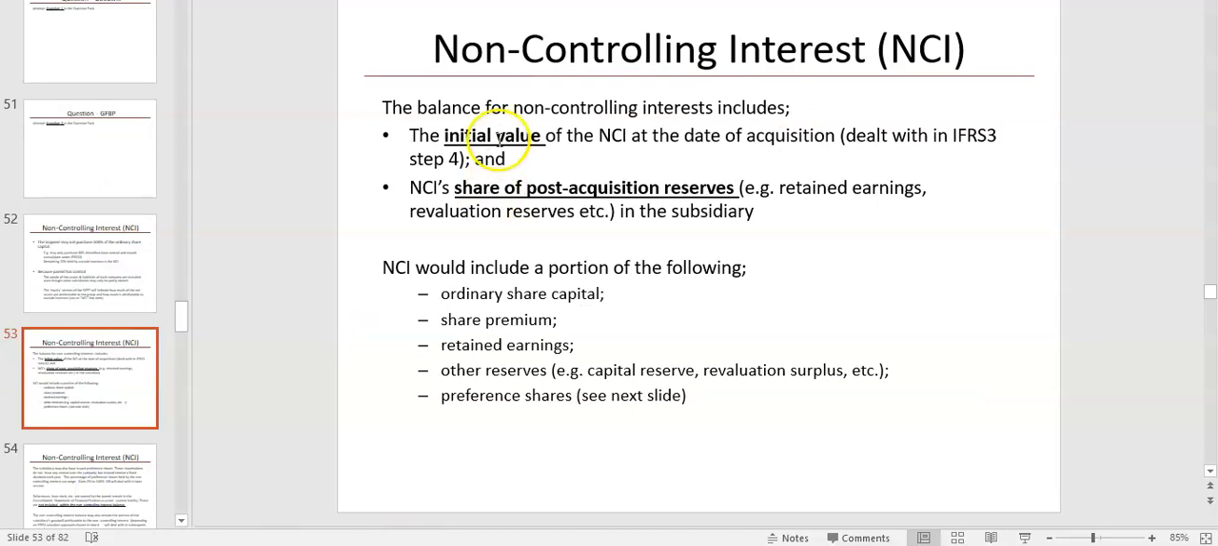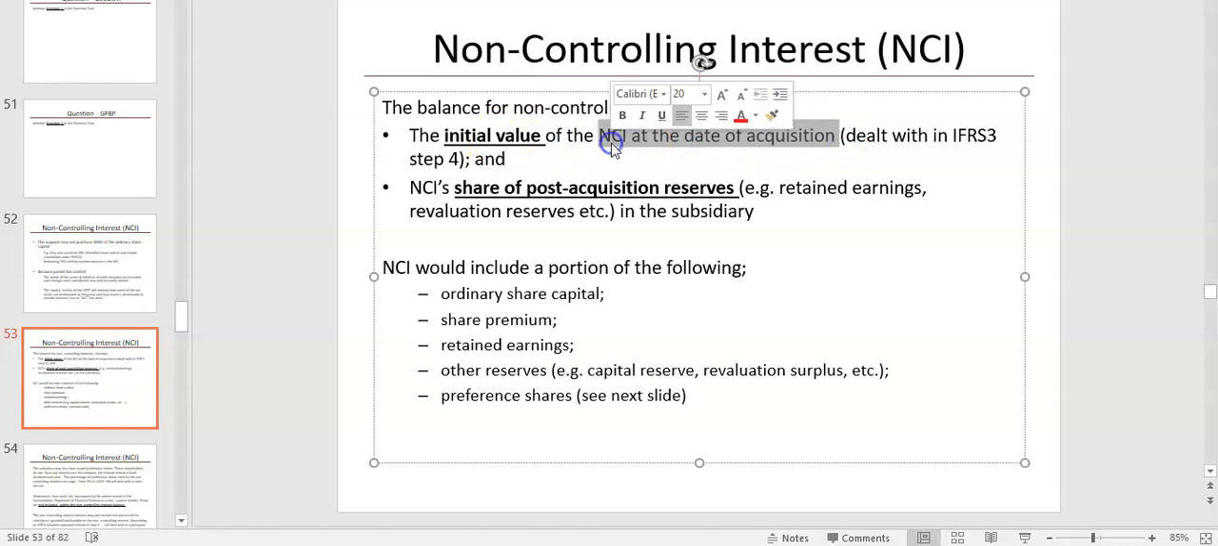So we have to initially value that non-controlling interest at the date of acquisition. We have to create it, because when you bring in all those assets and liabilities at that date, you have to create this NCI as well. And we said in IFRS 3, there's 2 ways to value the NCI at acquisition. And we'll deal with both of those in the next couple of weeks.